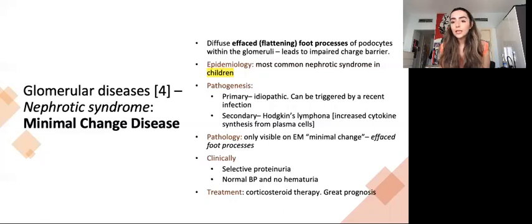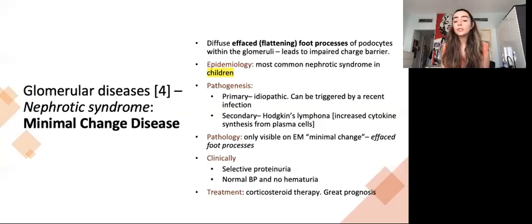So how it works exactly is that you don't have any immune complex deposition. The T cells have increased synthesis and produce more cytokines, triggered by either idiopathic causes or Hodgkin's lymphoma. This leads to damage to the foot processes of the podocytes, causing them to flatten. Then the glomerular basement membrane loses its negative charge, and you have selective proteinuria, loss of only the charge barrier while the size barrier still exists.